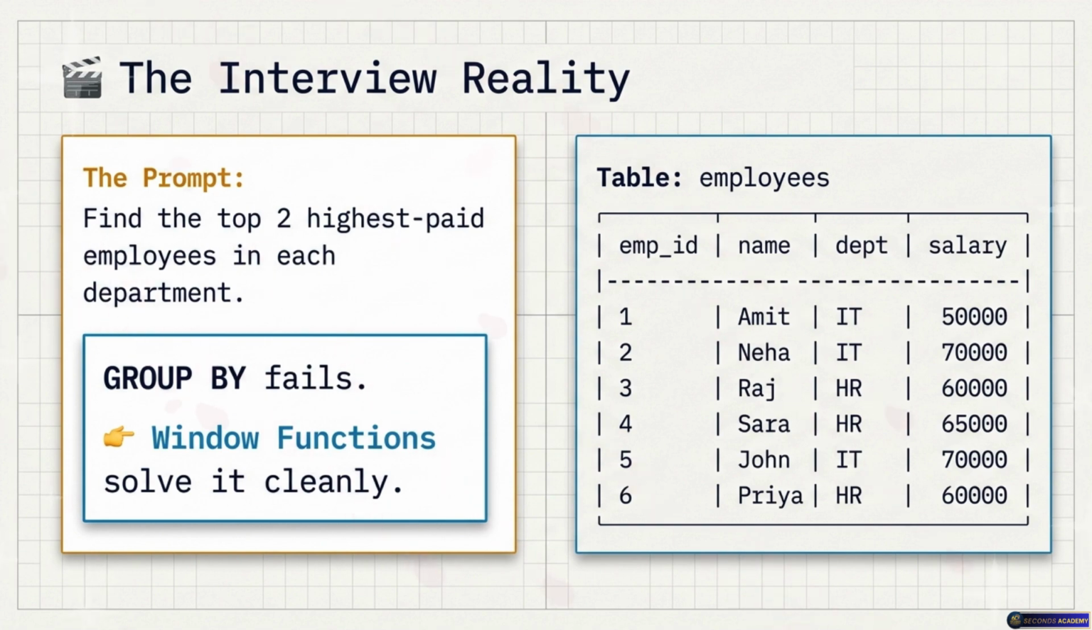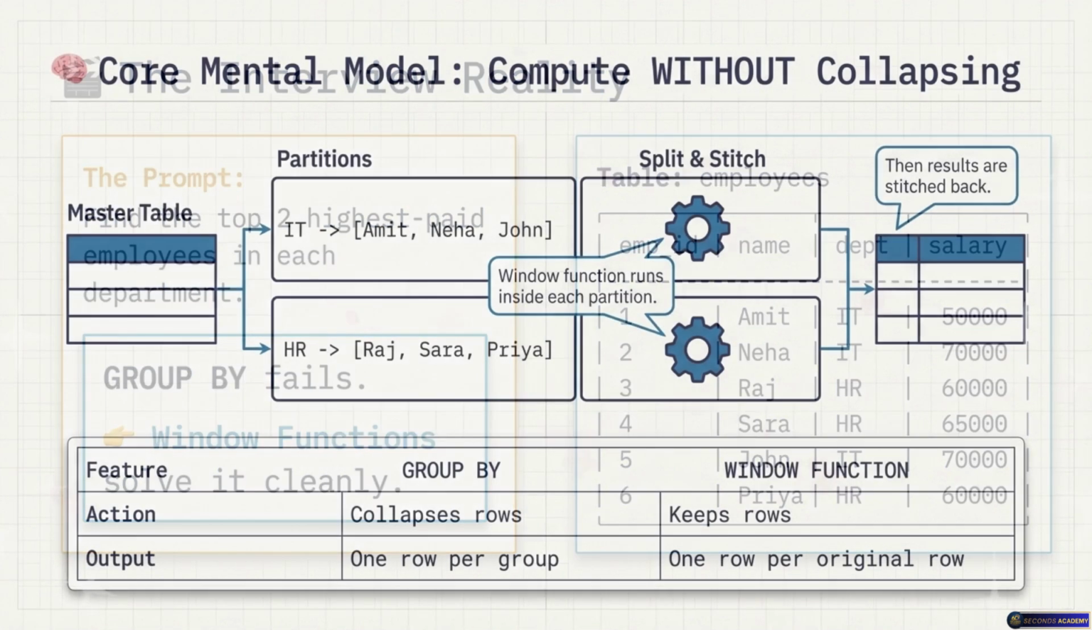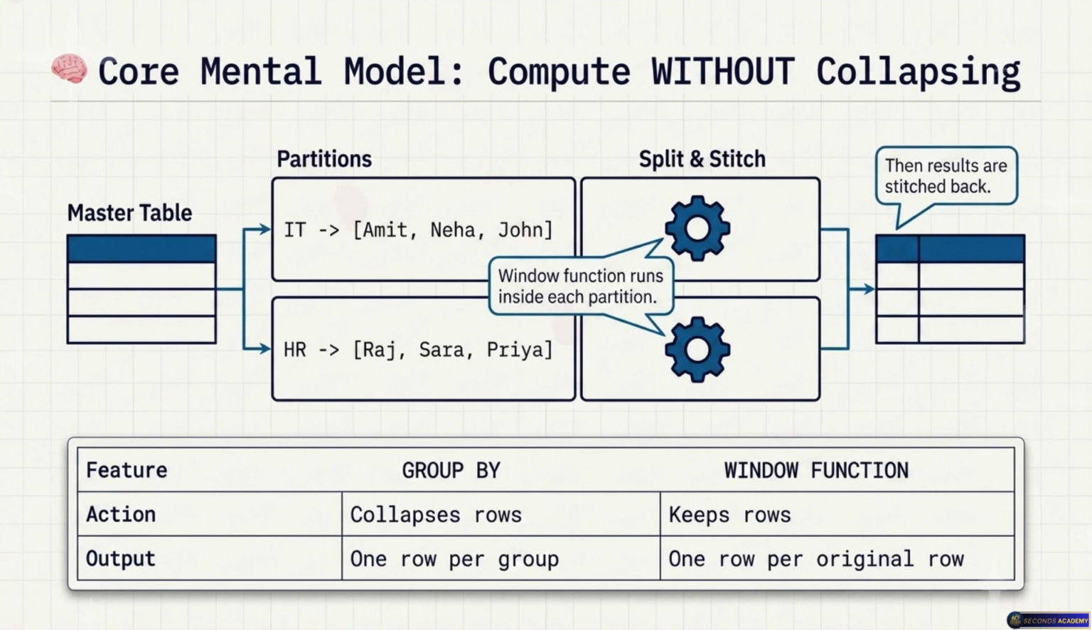To understand that, we have to look at what the SQL engine mechanically does to your data structures in memory. GROUP BY collapses rows. It collapses them, yes. It evaluates all the records belonging to the IT department, does your requested aggregation, and then forces the output into a single, unified row for that entire group. So the individual row-level detail is completely eradicated? Exactly. Amit, Neha, and John cease to exist as distinct entities in the output matrix. They get blended into one single representation of the IT department.